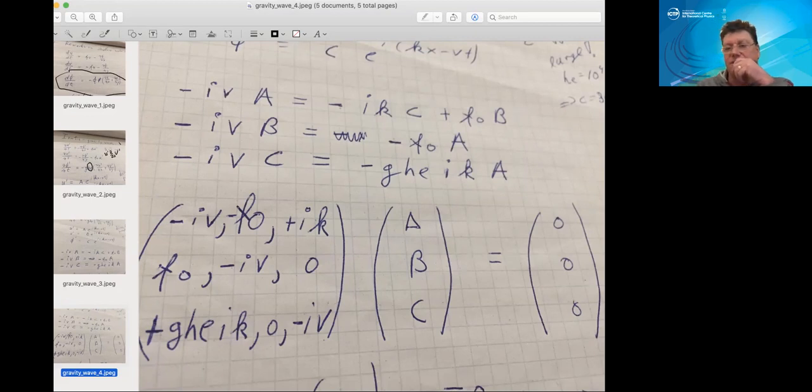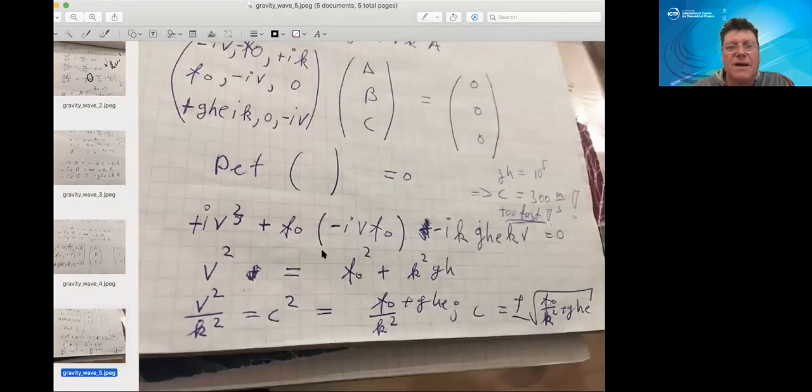Does someone know? We can require that the determinant of this matrix is equal to 0. Only then can non-trivial solutions exist. So the determinant of this matrix has to be 0. And this is what we do. We calculate the determinant of this matrix and set it to 0, because this gives us the non-trivial solution.